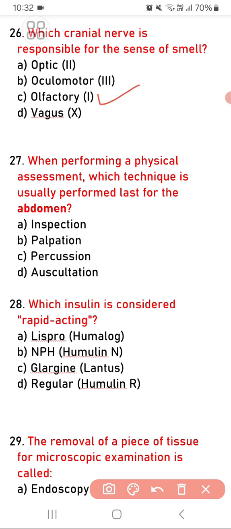When performing a physical assessment, which technique is usually performed last for the abdomen? Palpation. Which insulin is considered rapid acting? Lispro. Humalog.